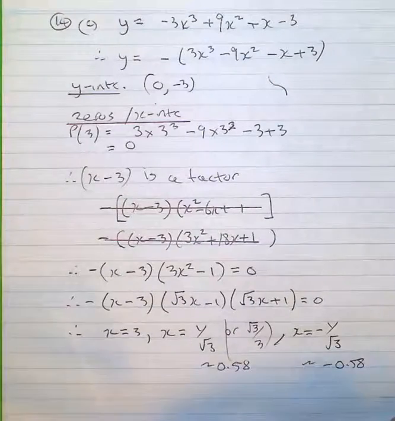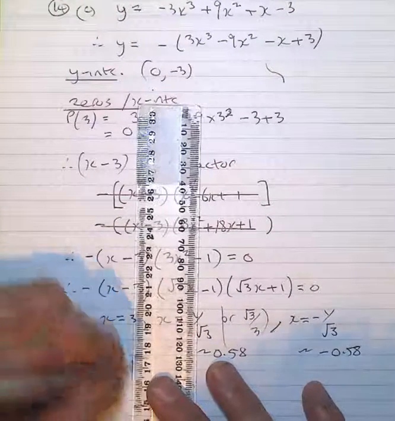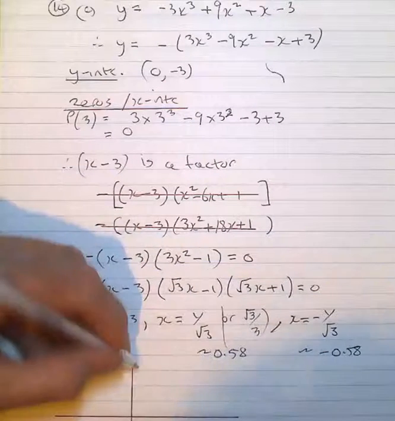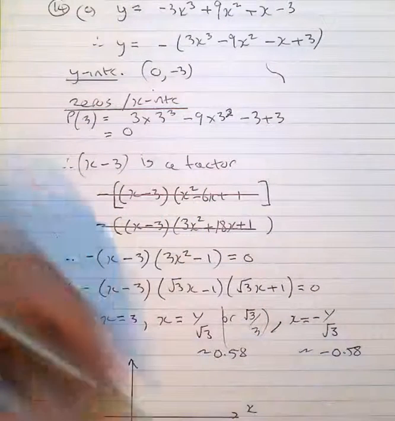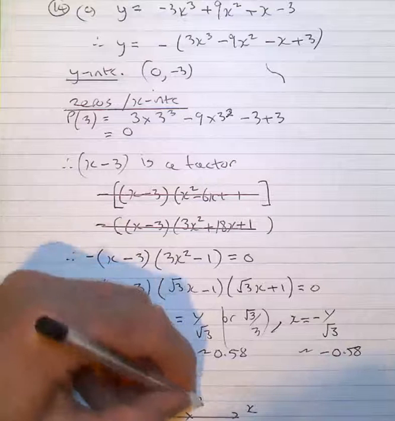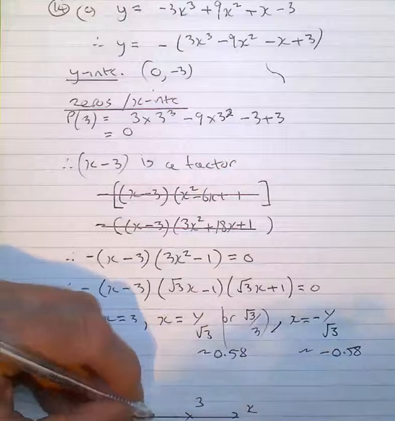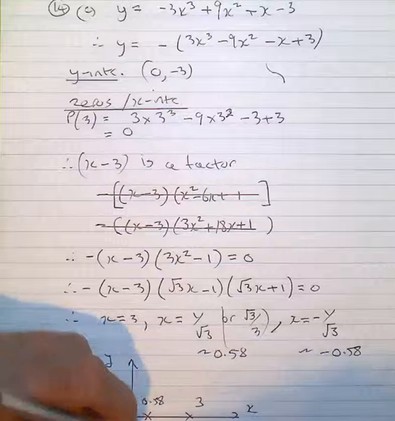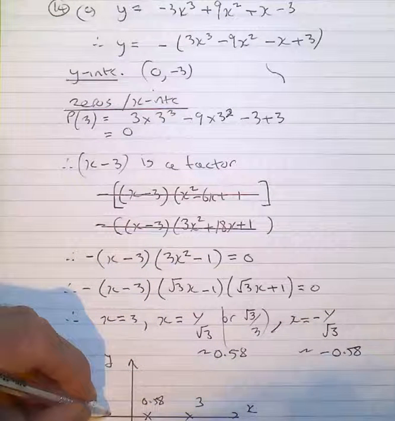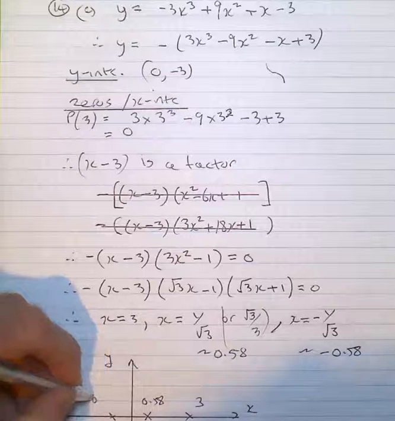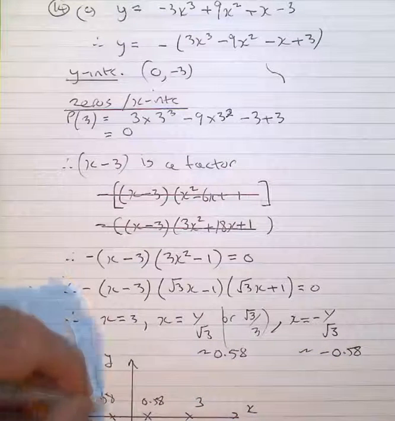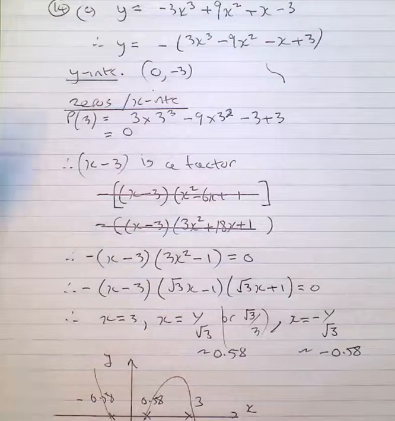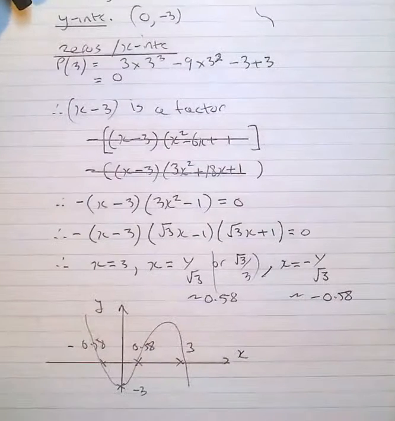So that gives me enough information in order for me to be able to plot the graph, or sketch the graph I should say. So x and y, I'll have a 3, I'll have a positive 0.58, I'll have a y-intercept of negative 3, and I'll have a negative 0.58. So a graph will look a little like so. Slightly unusual, but definitely worthwhile persevering with.